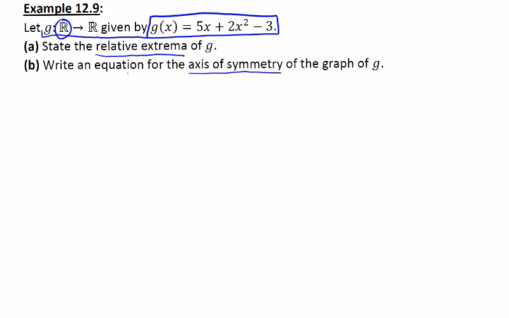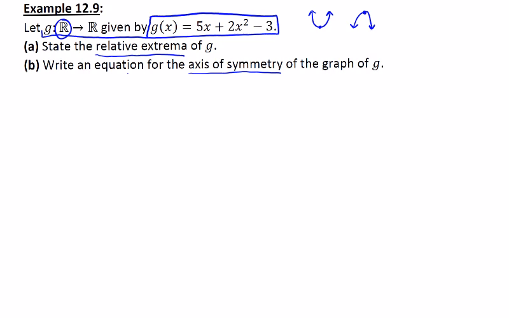So we know at this point that the parabola can go one of two ways. It's either going to open up or it's going to open down, which means the relative extrema is either a relative minimum or a relative maximum. But either way, it's the vertex that we're interested in. So let's go ahead and calculate the vertex, taking a look at the function itself.